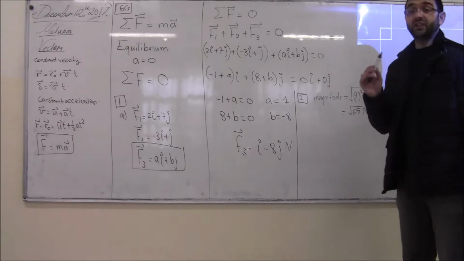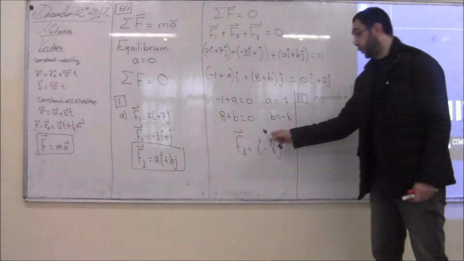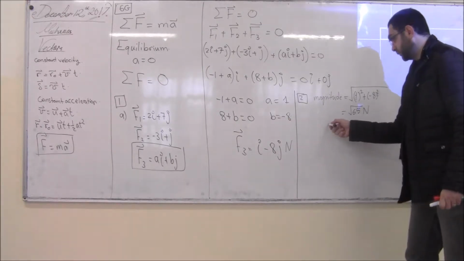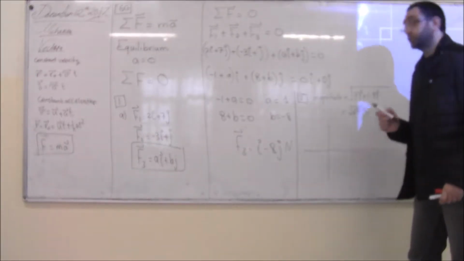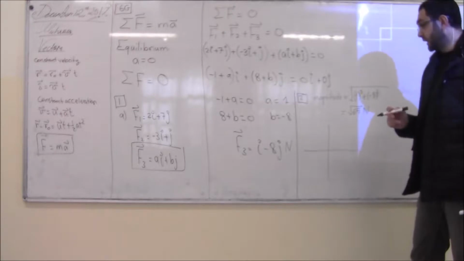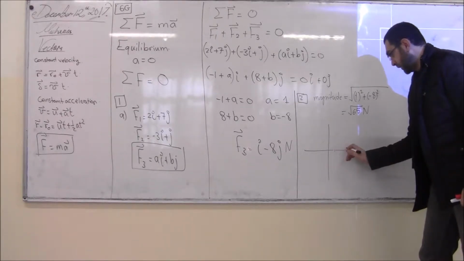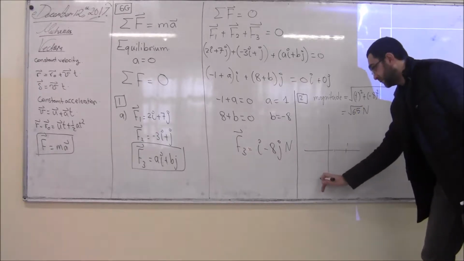Then we are asked about the direction or angle between this force and the positive x-axis. I have to draw first of all. To find the angle, I have to draw. Where is the x-axis? Let's say this is 1. This is 8, minus 8.